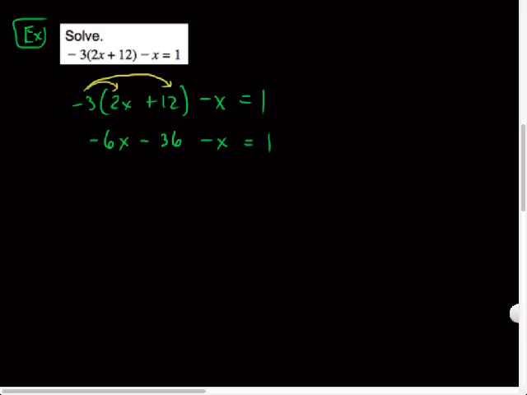So now, what should I do? I've got multiple x's still. I only want one variable by itself. Combine like terms. I completely agree.